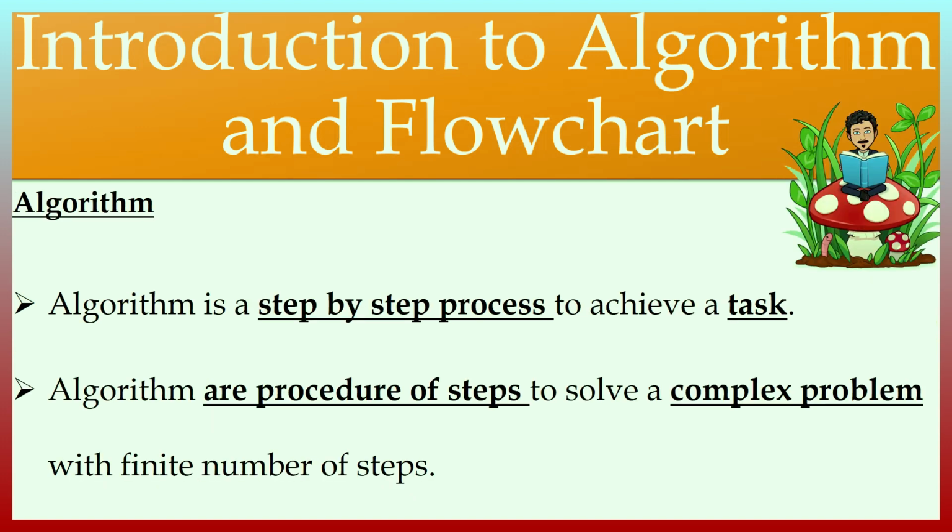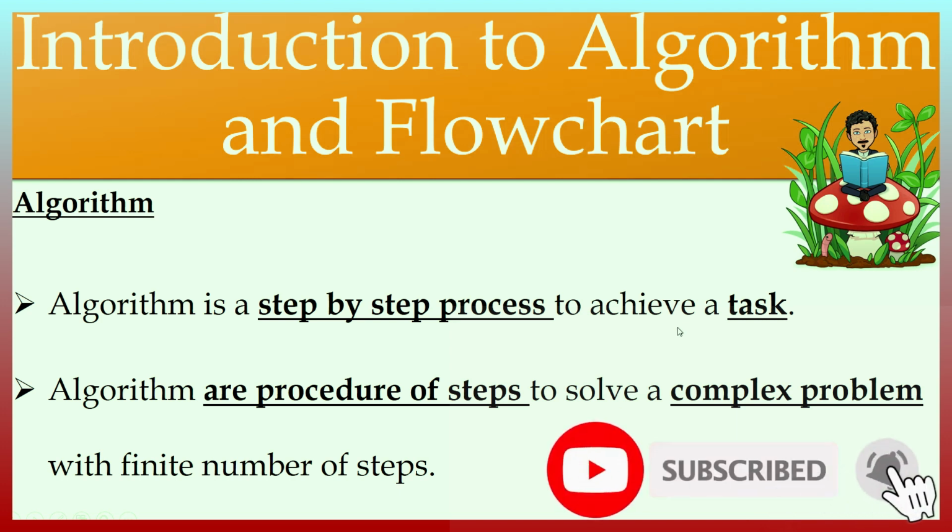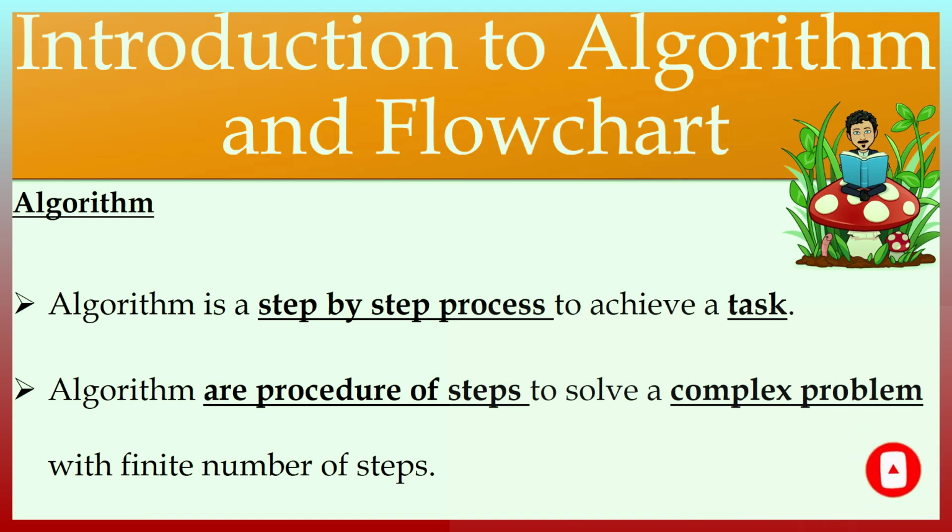Now we are going to see what an algorithm is. An algorithm is a step-by-step process to achieve a task. It means if you have a complex problem to be solved, you break down the complex problem into simple steps. That is called an algorithm. It's a procedure of steps to solve a complex problem with a finite number of steps. It's a rule to be followed.